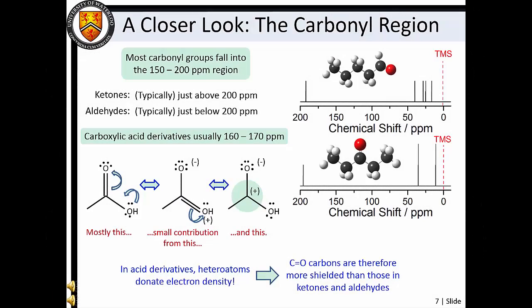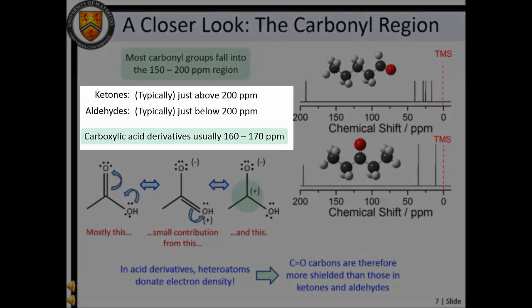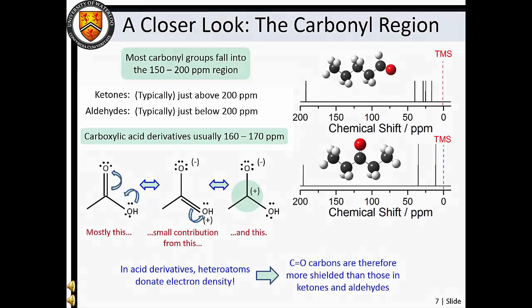At first glance, the chemical shifts of carbonyl carbons might seem anomalously large. We find that ketone carbons typically exhibit chemical shifts just above 200 ppm, aldehyde carbons just below 200 ppm, and carboxylic acid derivatives typically resonate in the 160 to 170 ppm region.